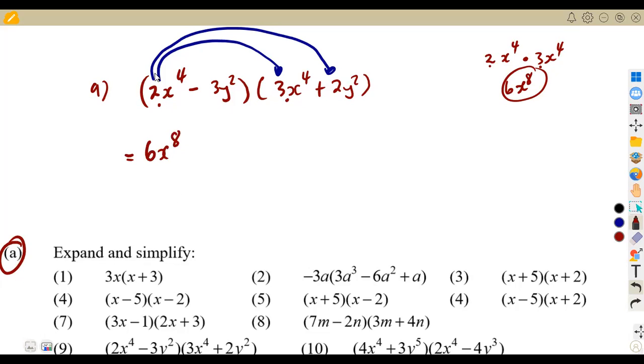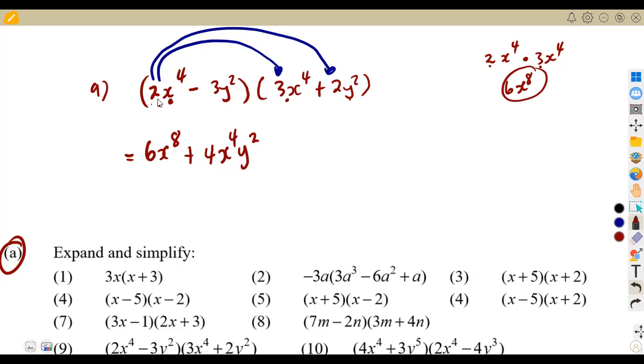All right. We move on to 2x to the exponent of 4. This time it is going to multiply 2y squared. So we multiply 2 and 2, which is going to be what? A positive 4. Take note, this is x, this is y, so they cannot be added. So we just write it as it is: x to the exponent of 4, y to the exponent of 2. You are not going to add anything because the bases are not the same. So just write it as it is.